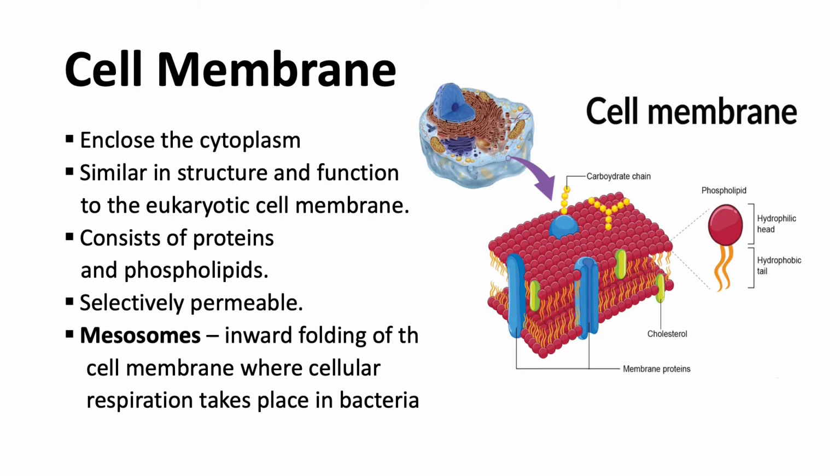Enclosing the cytoplasm of a prokaryotic cell is the cell membrane. This has a similar structure and function to the eukaryotic cell membrane. It also consists of proteins and phospholipids and is selectively permeable. Something notable about a prokaryotic cell membrane is the presence of mesosomes. These are the inward foldings of the cell membrane where cellular respiration takes place in bacteria. This process is similar to that which occurs in the mitochondria of eukaryotic cells, where nutrients are broken down to produce energy in the form of ATP molecules.